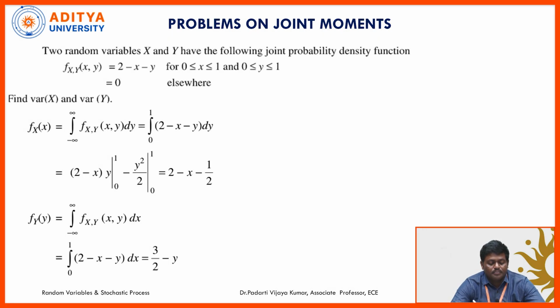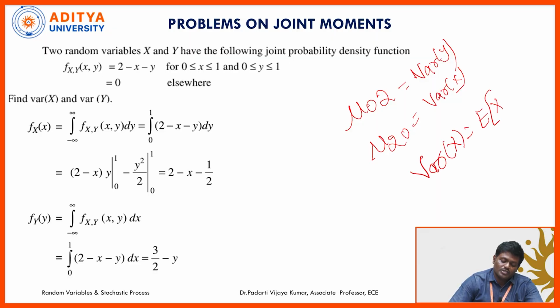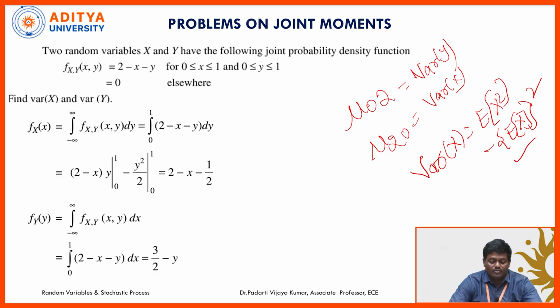Next, they are asking us to compute the variance. Variance means second central moment. M20 represents variance of x, M02 represents variance of y. So, before computing the variance, we know the variance relation with respect to mean square value. This is mean square value minus mean whole square. So, before computing variance, I need to compute the mean square value and mean value. Before doing that, we need to compute the marginal density function of x and y.